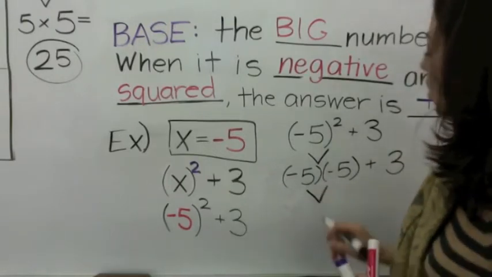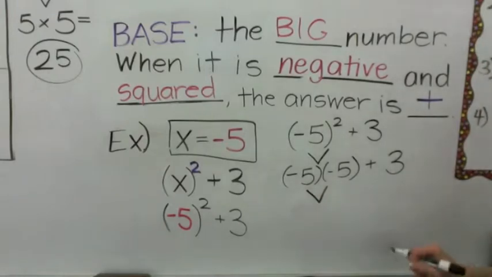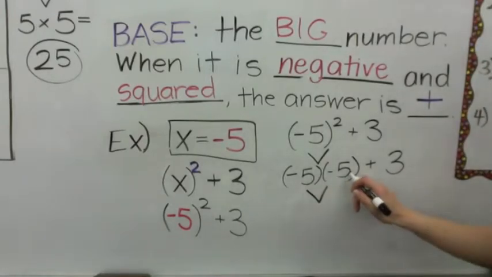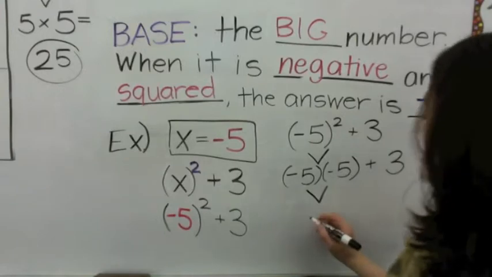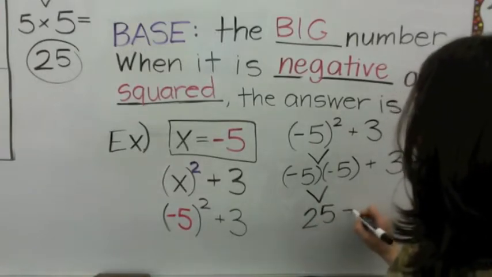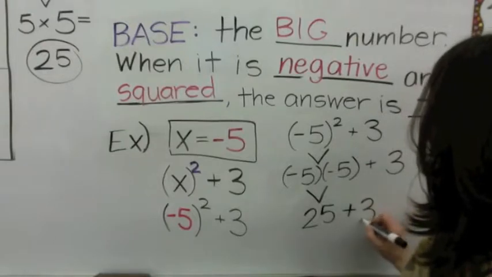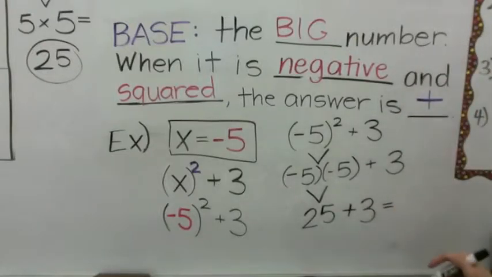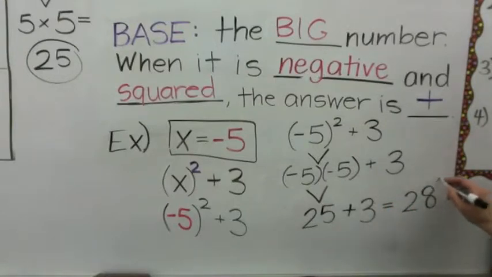So, what is -5 times -5? Negative times negative makes positive. So this is going to be positive 25. Then I'm going to add 3. Okay, so what is 25 plus 3? 25 plus 3 is 26, 27, 28. Okay, so that's your answer.